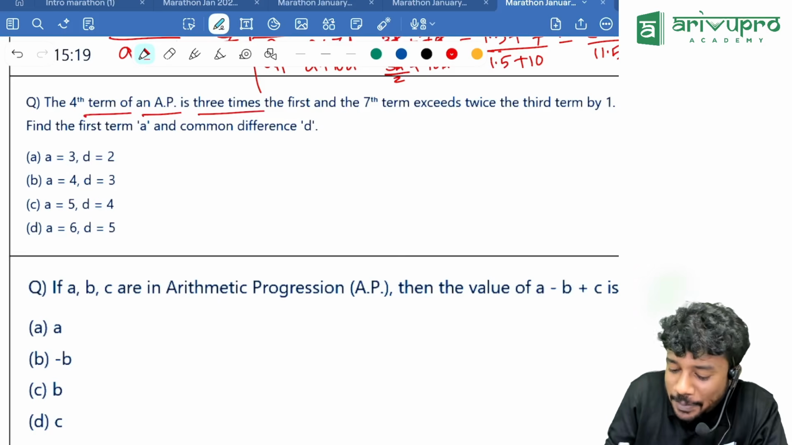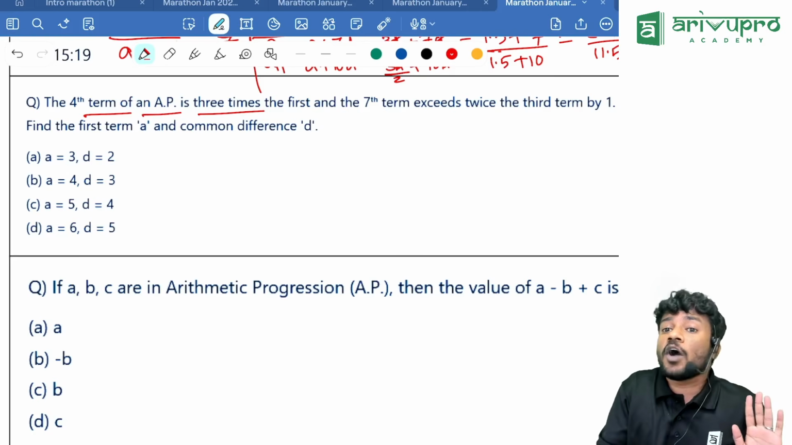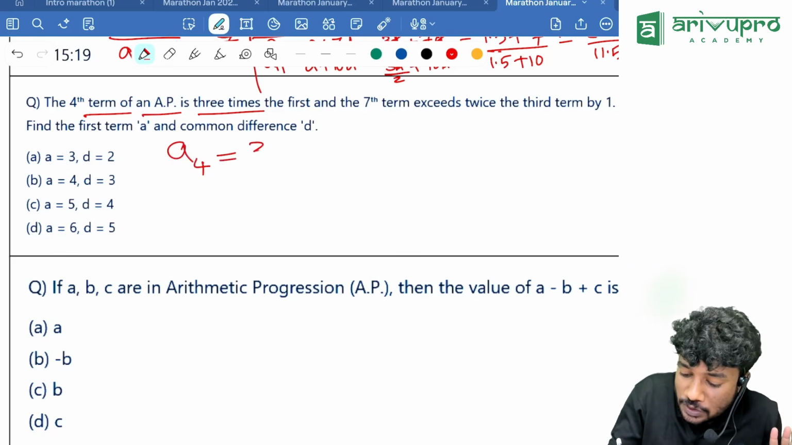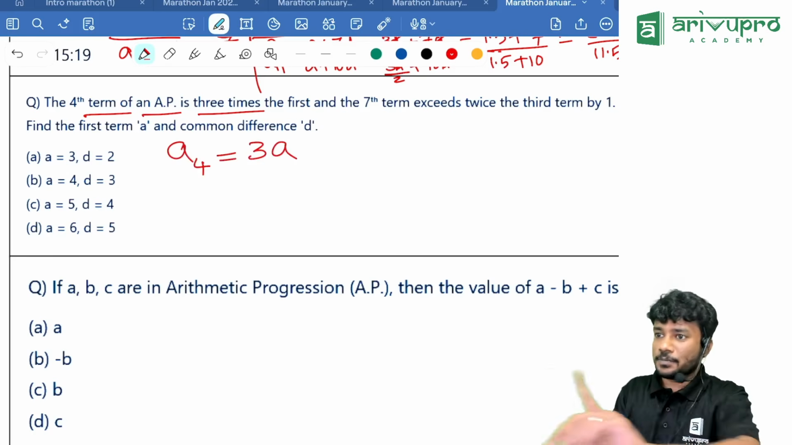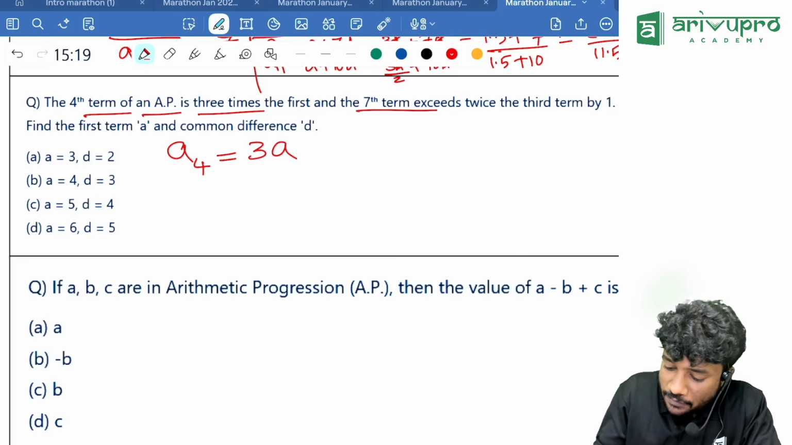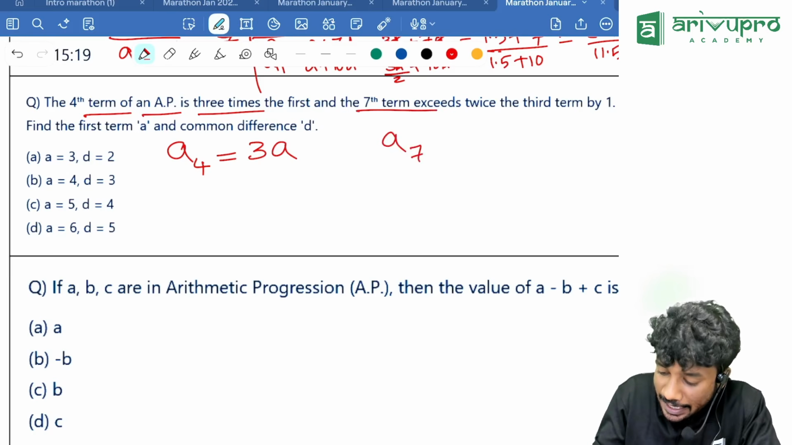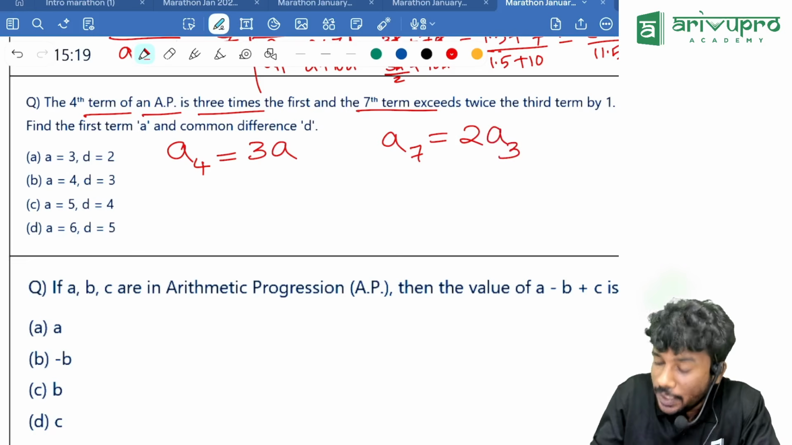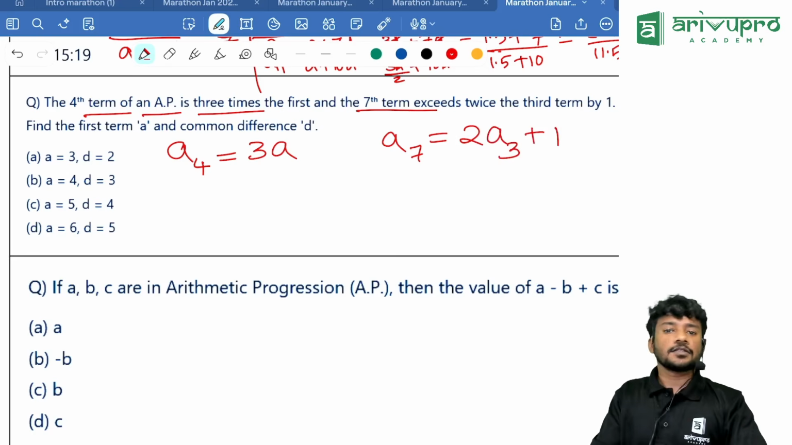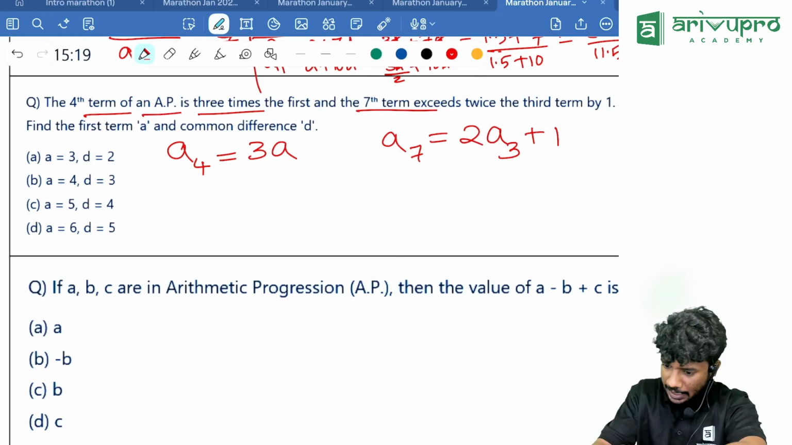The fourth term of an AP is 3 times the first term. What do you mean by that? A4 is equal to 3 times A, the first term, correct? Then what is given? The seventh term, A7, exceeds twice the third term. Twice the third term means 2 into A3 by how much? 1. So whatever is written, read and write directly.